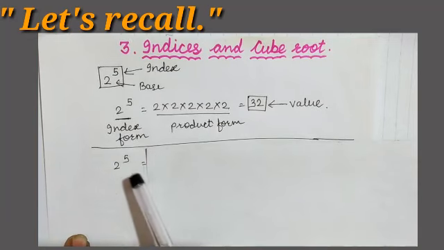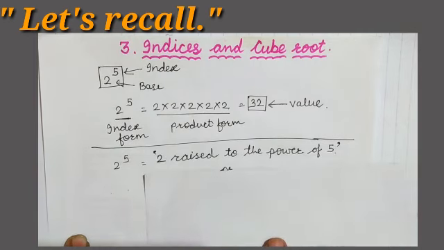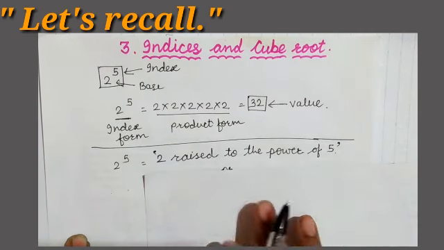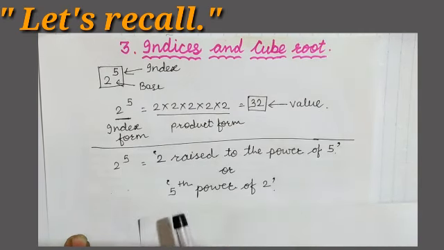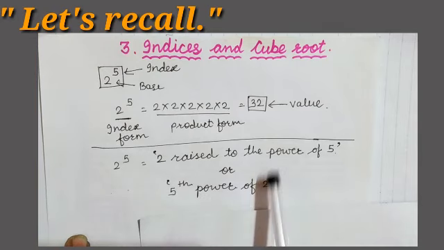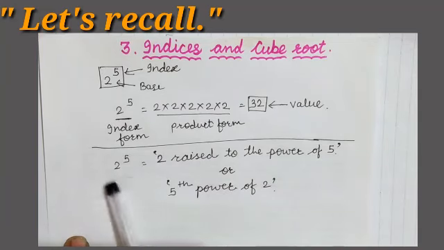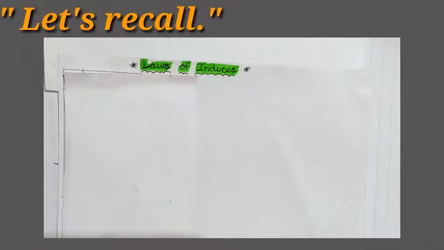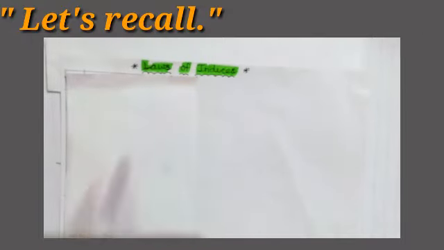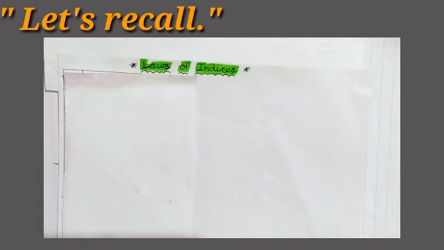Now, if we want to read the same number, 2 raised to 5, how will we read it? See here: 2 raised to the power of 5. Otherwise, there is another way, that is 5th power of 2. These are the two ways in which we can read the number. In the same way, we have also learned about the laws. There are 8 most important laws of indices we have learned in our 7th standard.